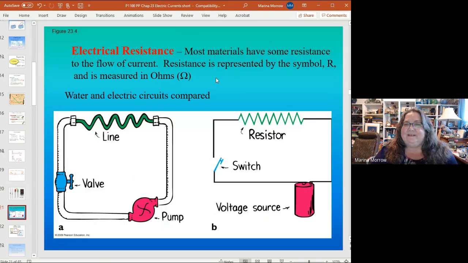Now, electrical resistance we've talked about before. Resistance is the resistance to the flow of current, and most materials do have some resistance unless they're superconductors. It's represented by the symbol R. It's measured in ohms, as we talked about before. If you're thinking about a water system, that might be where the hose has some kinks in it, so that slows the water down. And in a circuit, a resistor is represented by a zigzag line.